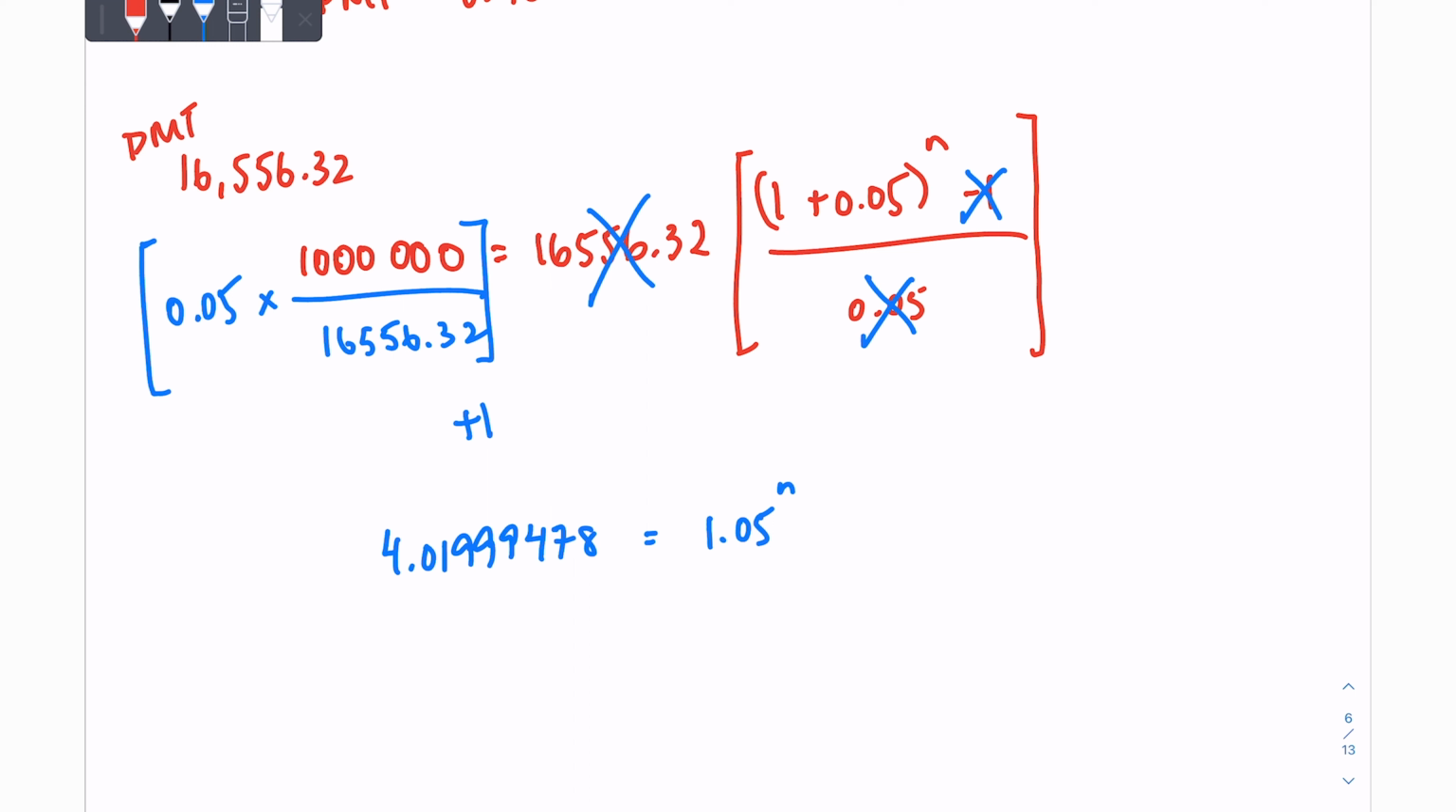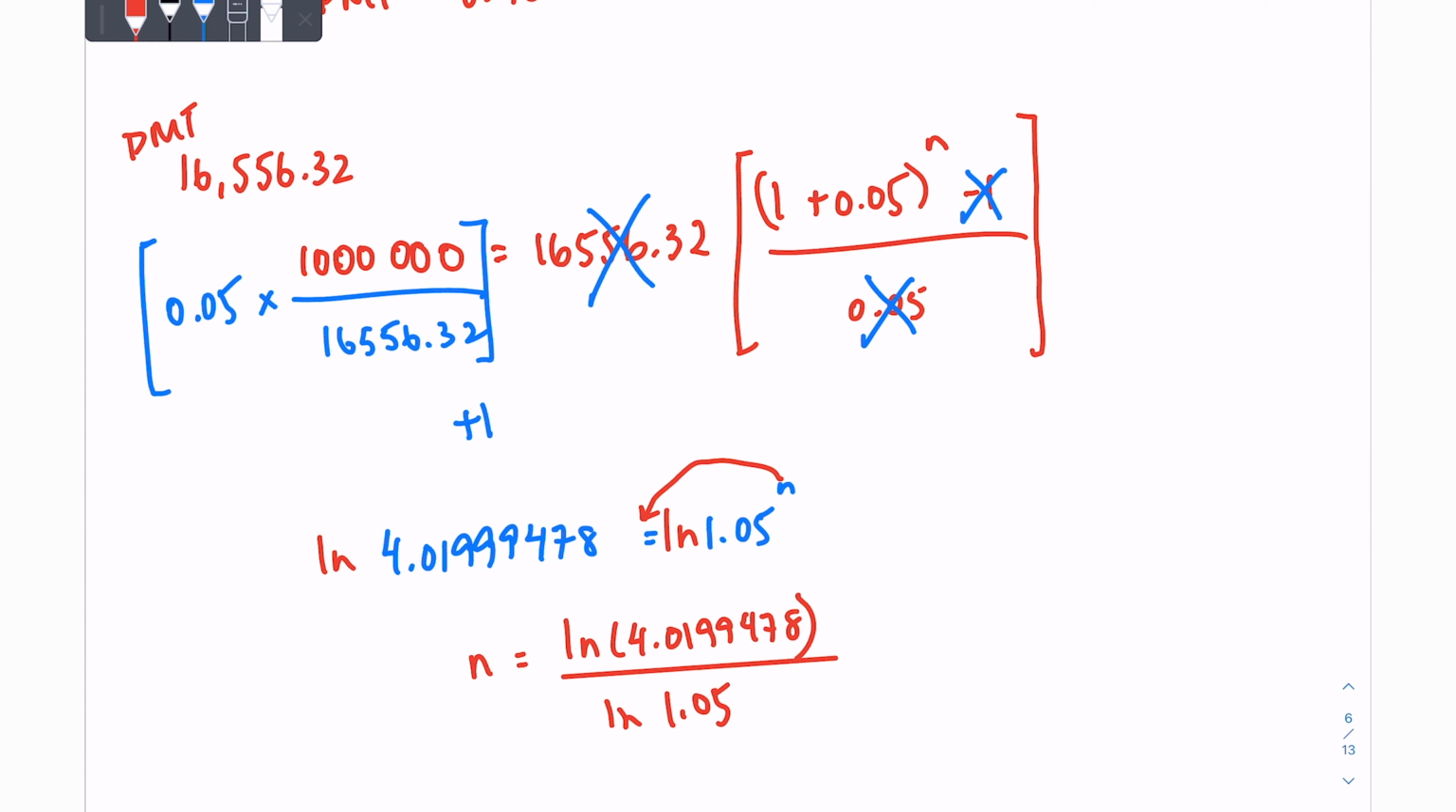Now using the log rule, we'll log both sides, bring the n down, and we'll end up with n equals the log of 4.0199478 divided by log of 1.05. So the answer is 28.52. So what we found here is that Gabe would have to deposit 28.52 times, so 29 times, to reach $1 million.